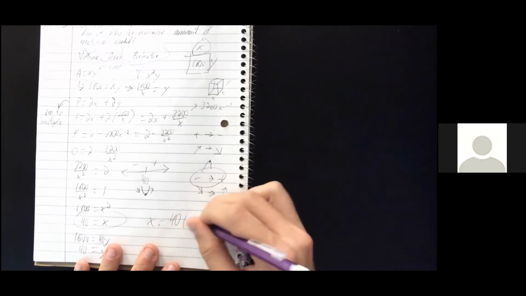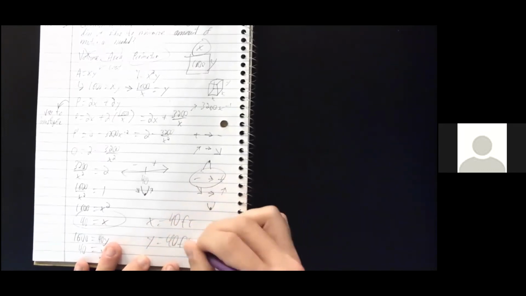Cool. So now all we have to do is plug our x value back into our constraint equation. We have done all of the hard work, and now all we have left is to go back to where we started and solve for that final value. So we started with 1,600 equals xy, or I guess it's 40y now. And then we divide and we get 40. So that means x equals 40 feet, y equals 40 feet. So it ends up just being a square area, I guess, a square pen.